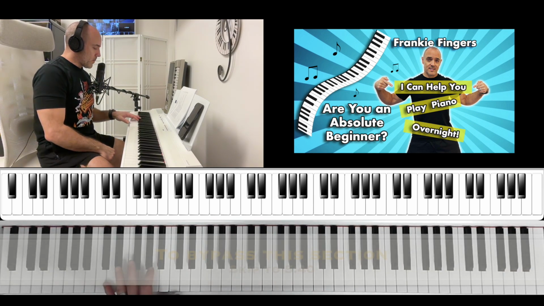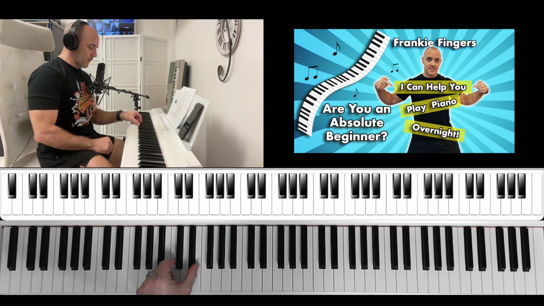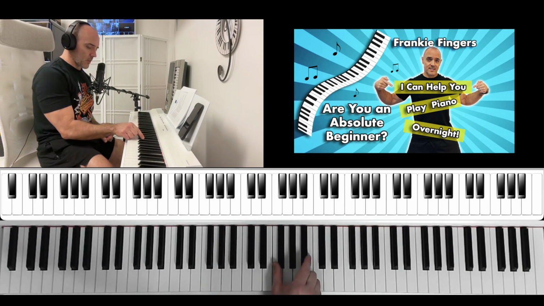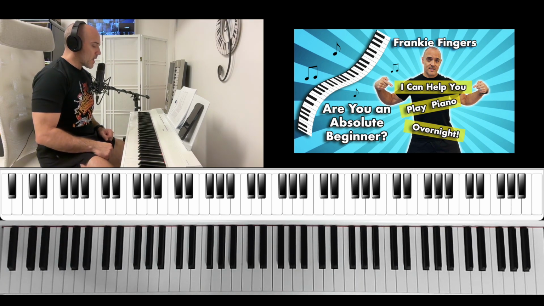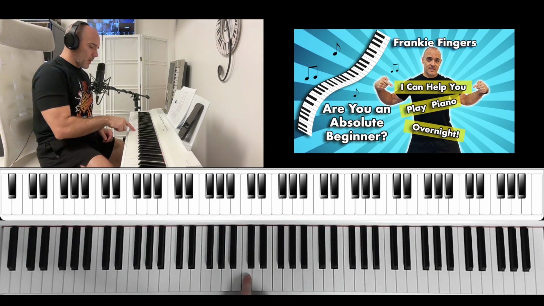When you look at the keyboard, you're going to see groupings of black notes, and there's 2 black notes, then 3 black notes, and then 2 black notes, and then 3 black notes, right? You see that all the way across the keyboard. So use that as a way to identify the names of these notes. So let's just start in the middle of the keyboard where we see these 2 black notes.